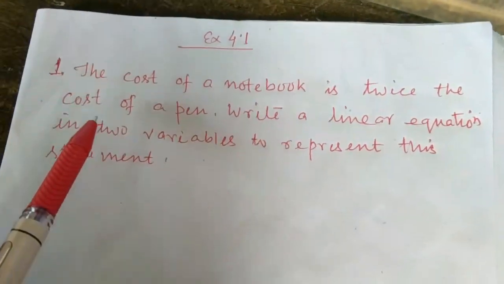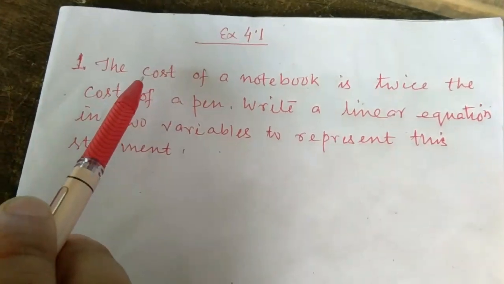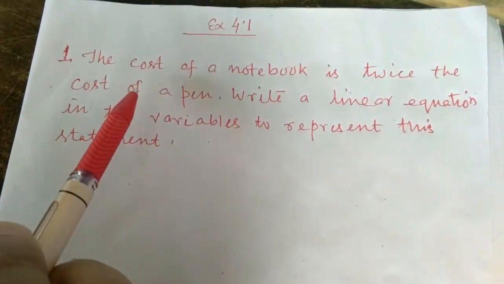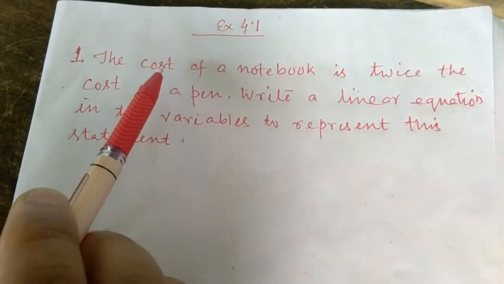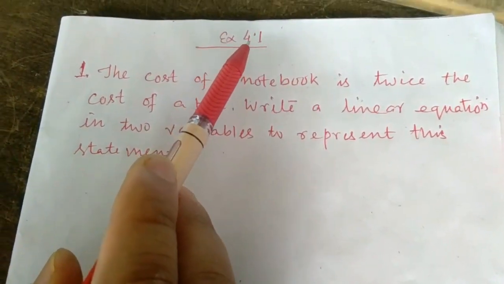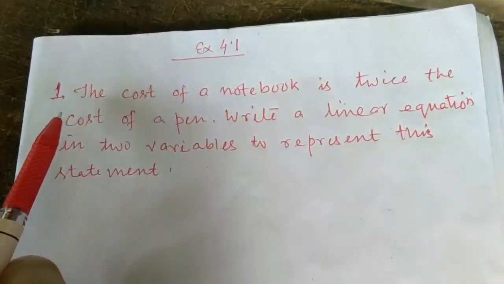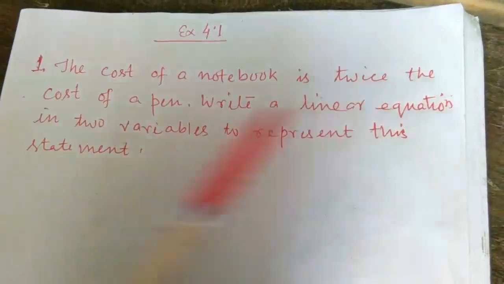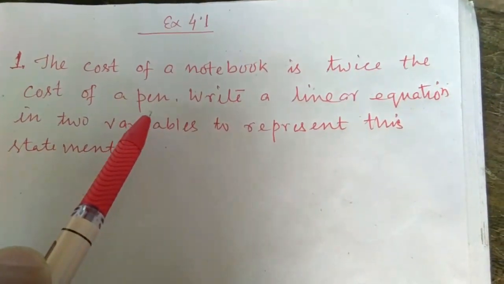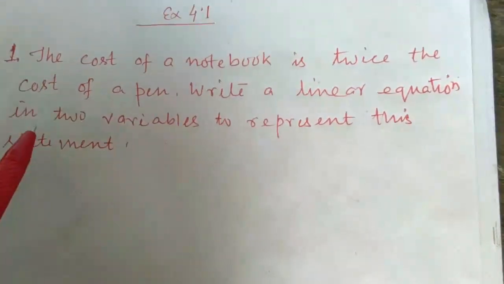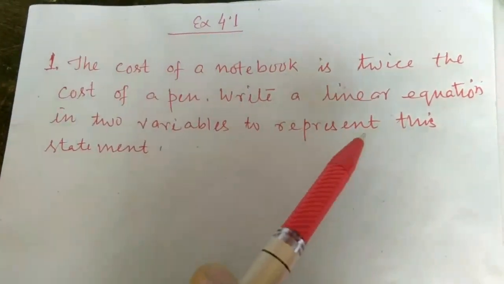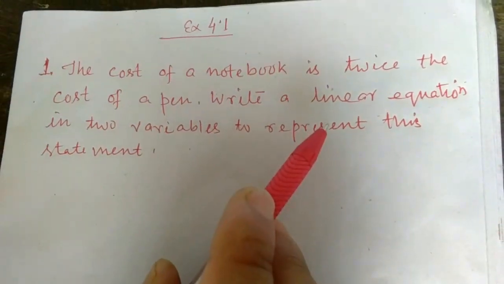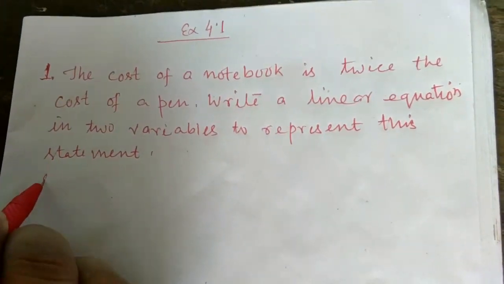Good morning. We are doing class 9, chapter 4, linear equations in two variables. Exercise 4.1, number 1. The cost of a notebook is twice the cost of a pen. Write a linear equation in two variables to represent this statement. Only you have to write the linear equation. So how to do? Let me show you the solution.